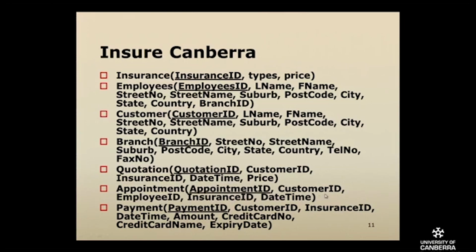If you look at the table appointment, what you will see again is the customer ID is one of its attributes. Customer ID here is a foreign key. Why? Because it's the primary key of the table customer. So I can get the customer ID from the table appointment and search using that customer ID in the table customer and find full details of the customer, their name, their address. I don't need to store it here again. I'll just put the customer ID. Employee ID again is a foreign key. Insurance ID is a foreign key here. In a payment, customer ID is a foreign key. Insurance ID is a foreign key, and that's it.